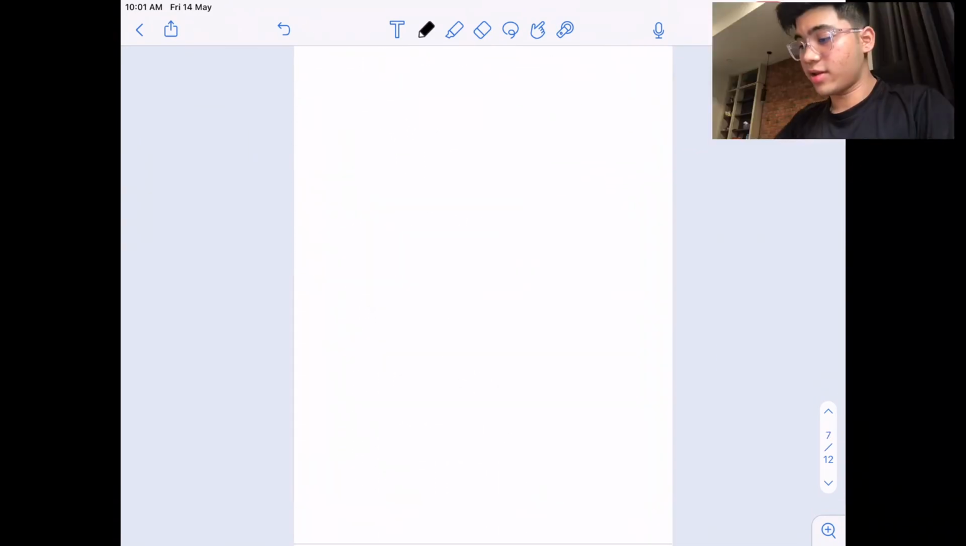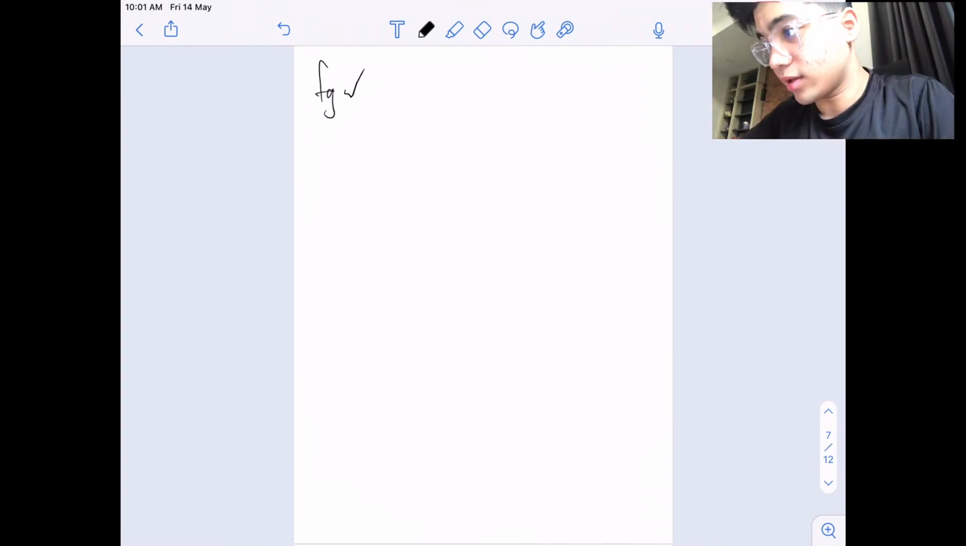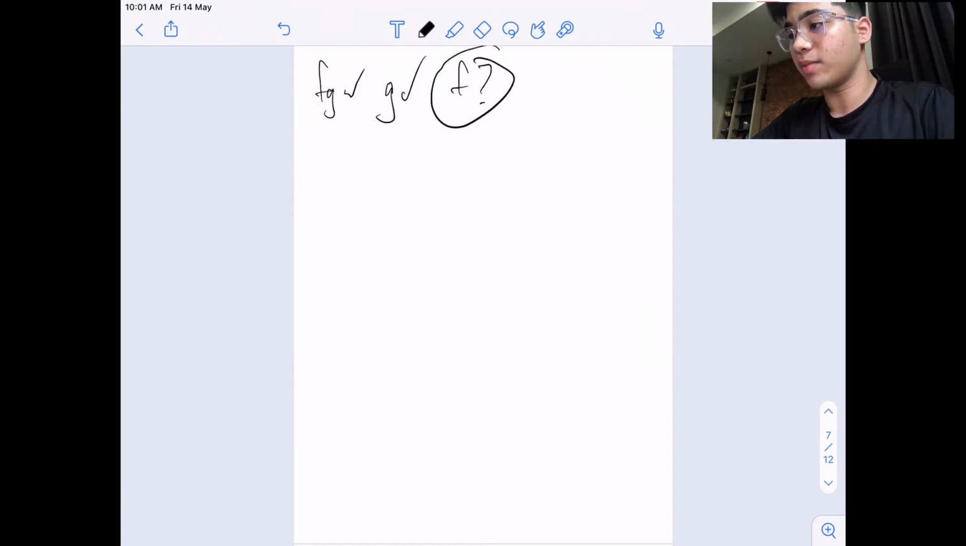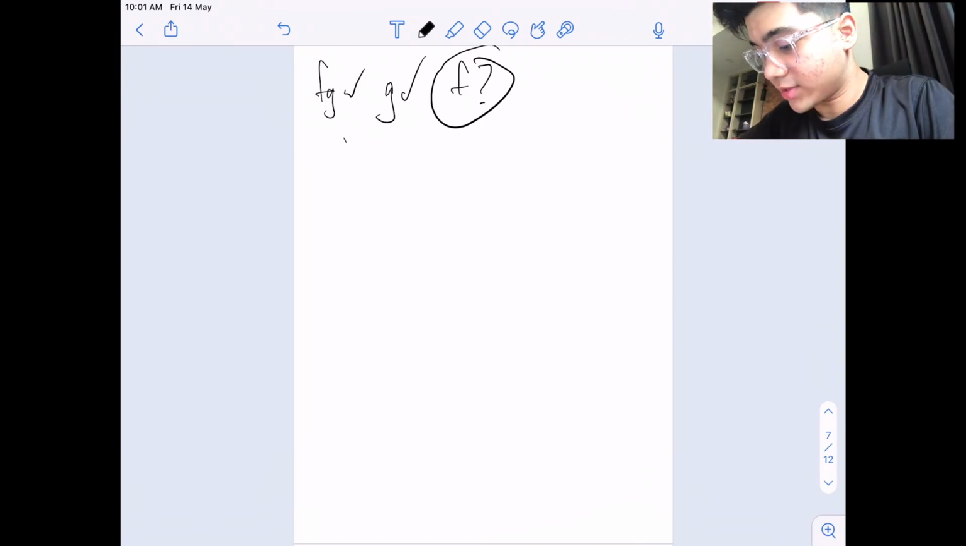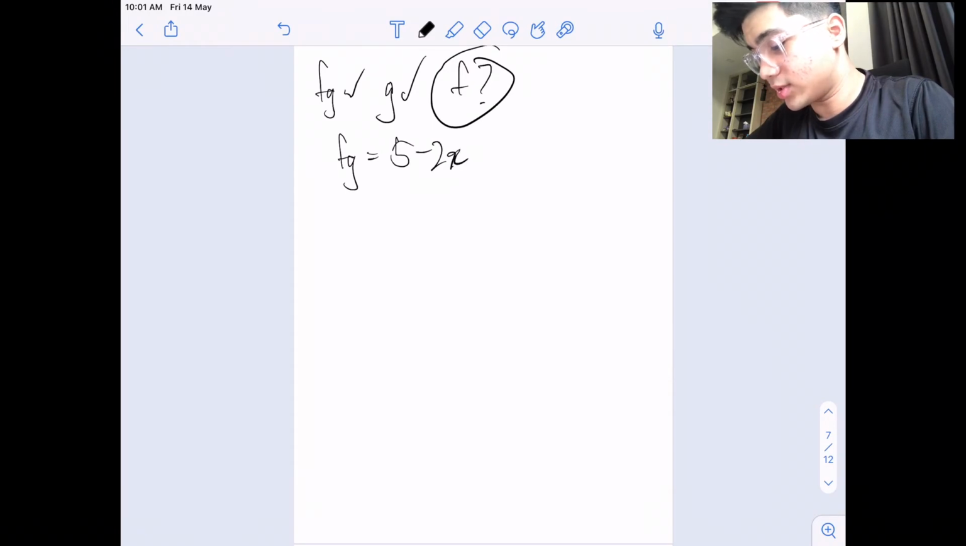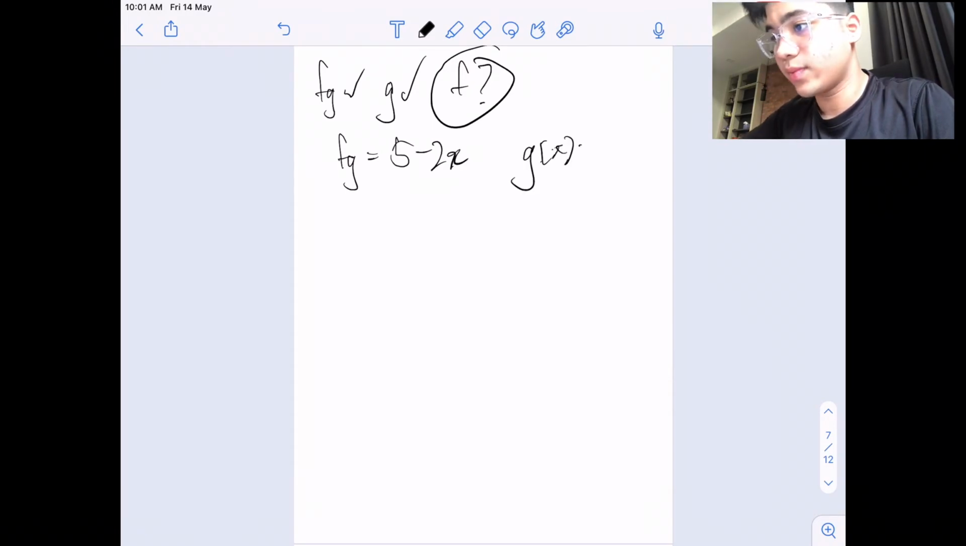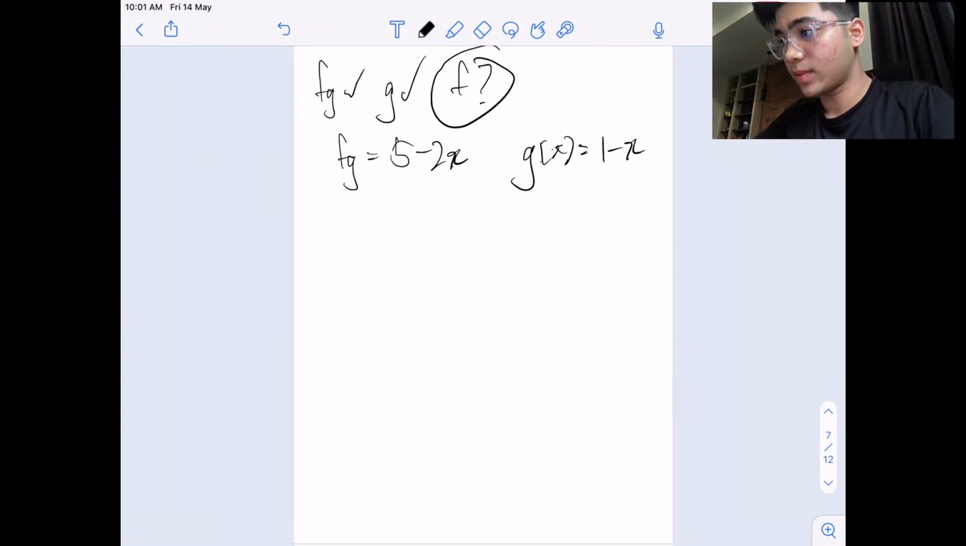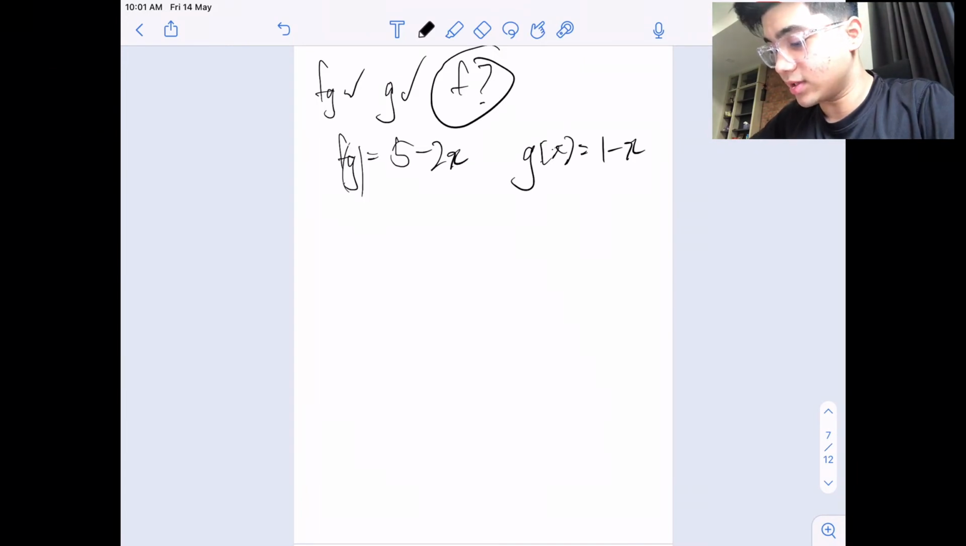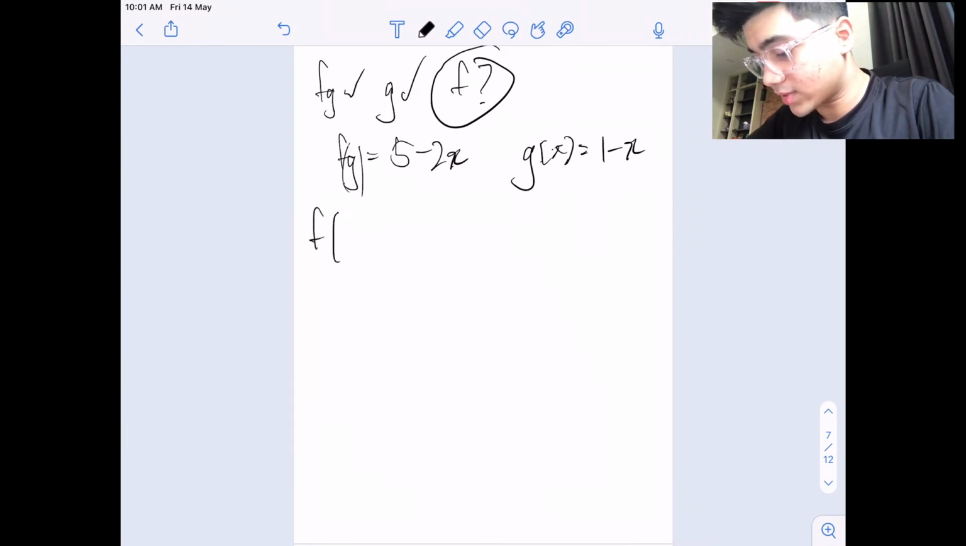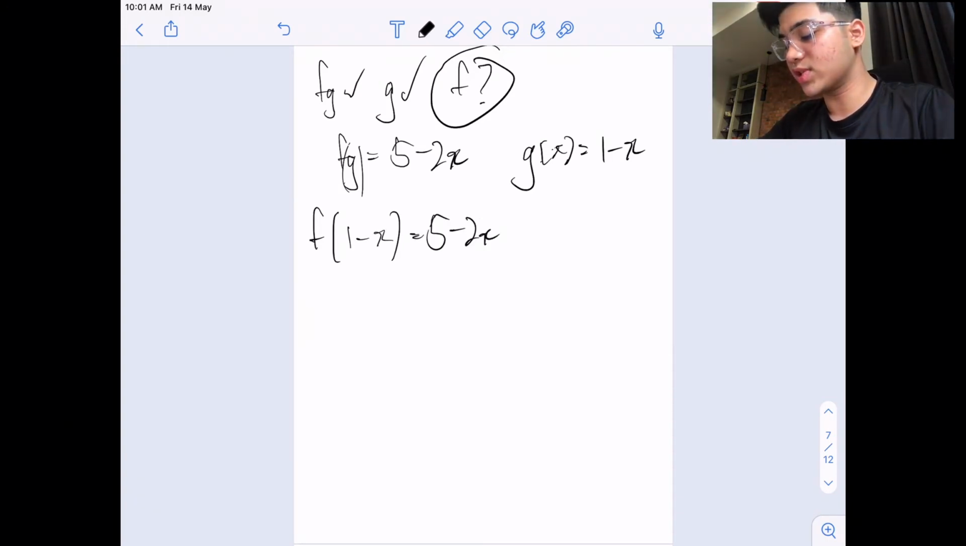Then there are situations where they give you function fg, they give you function g, but they don't give you function f. So let's find function f this time. Let's just write back down fg equals 5 minus 2x and g(x) equals 1 minus x. So let's just do it again. Let's bracket everything. So I could say function fg, I could put its value inside f(1 minus x) equals 5 minus 2x. Basically, the way you approach this is to always just sub in values.